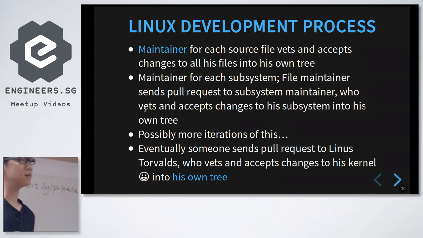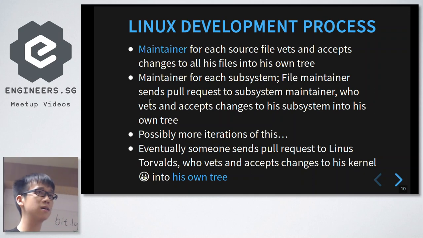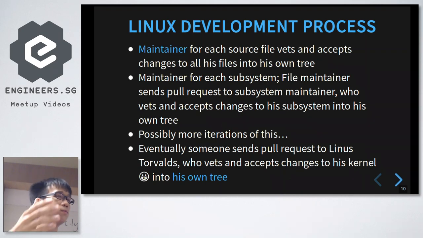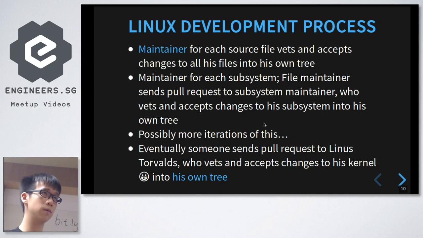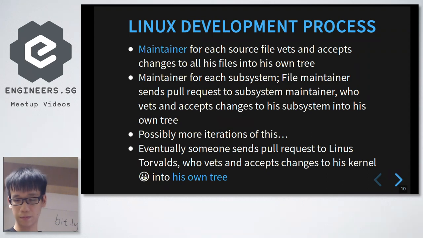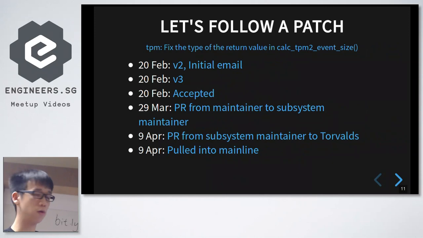So basically, the stable, or what we call the mainline kernel, is Linux's tree. If you're using a distro kernel, it won't be exactly the mainline kernel, right? It'll probably have some patches applied on top and so on. But what we call the mainline Linux is Linux's tree. So let's follow a patch.